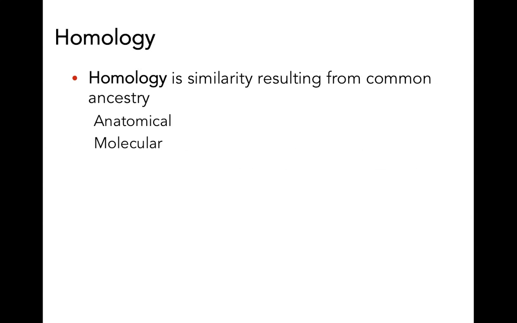Homology is another line of evidence for evolution, and homology is similarity resulting from common ancestry. So we can see that there are anatomical examples of homology, but there's also molecular examples of homology. And molecular homology is something that we're seeing more and more of as we learn more and more about how to resolve the sequences of genes and proteins.